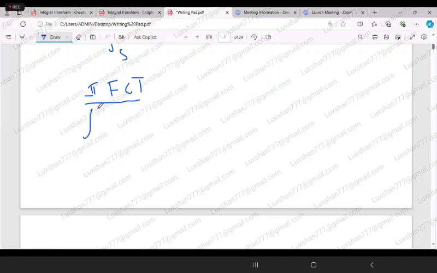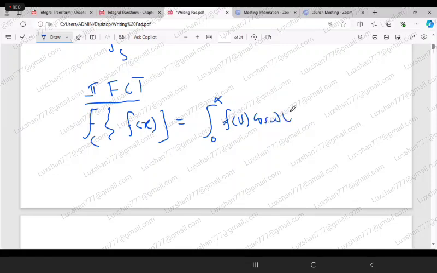Okay. The Fourier cosine transform of the function f(x) is denoted by, here also 0 to infinity, f(u) cos omega u du. Okay, so we denote it by f bar c. This c stands for cosine transform. Finally you will get the function in terms of omega.